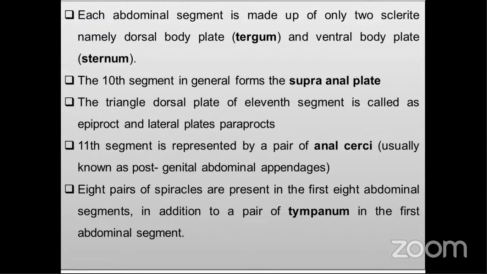In short horned grasshoppers, the tympanum is present in the first abdominal segment. Eight pairs of spiracles are present in the first 8 abdominal segments only. In addition, the tympanum is present in the first abdominal segment only. The tympanum is the hearing organ, also involved in sound production.